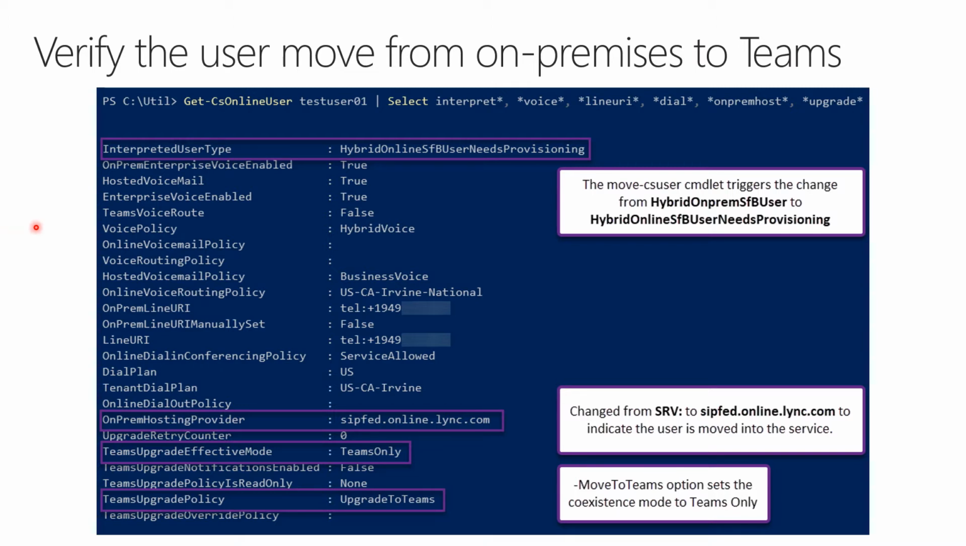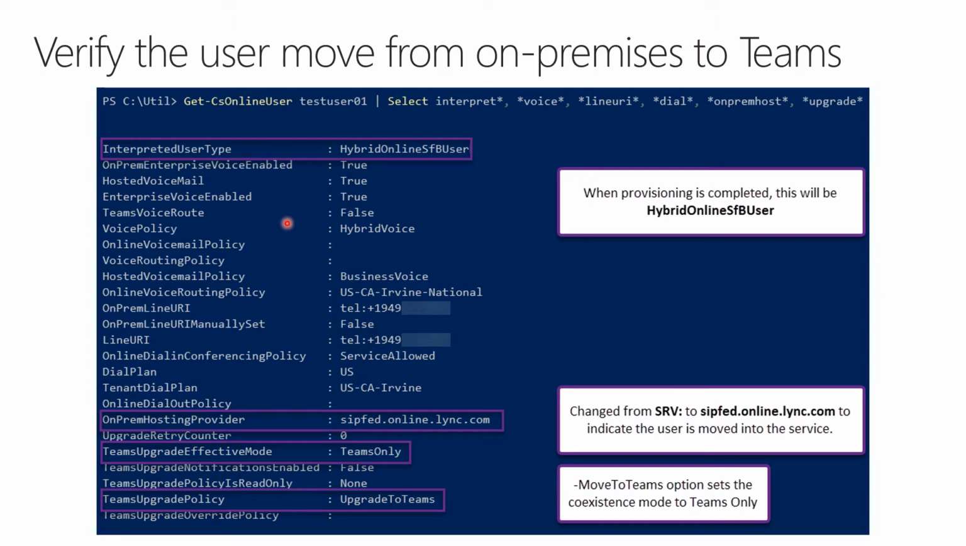Now, a couple things to unpack from that. First, if your memory isn't all that good, I jotted it down here for you. Before we moved this user, it used to be HybridOnPremSFBUser. Now it's HybridOnlineSFBUser. That lets me know that this particular user account has been moved online. That was the result of my Move-CsUser command. I do have that needs provisioning tag at the end because this user is now moved into the service. We need to run the provisioning cycle on them again to make sure that we've got the correct services enabled for this particular user.